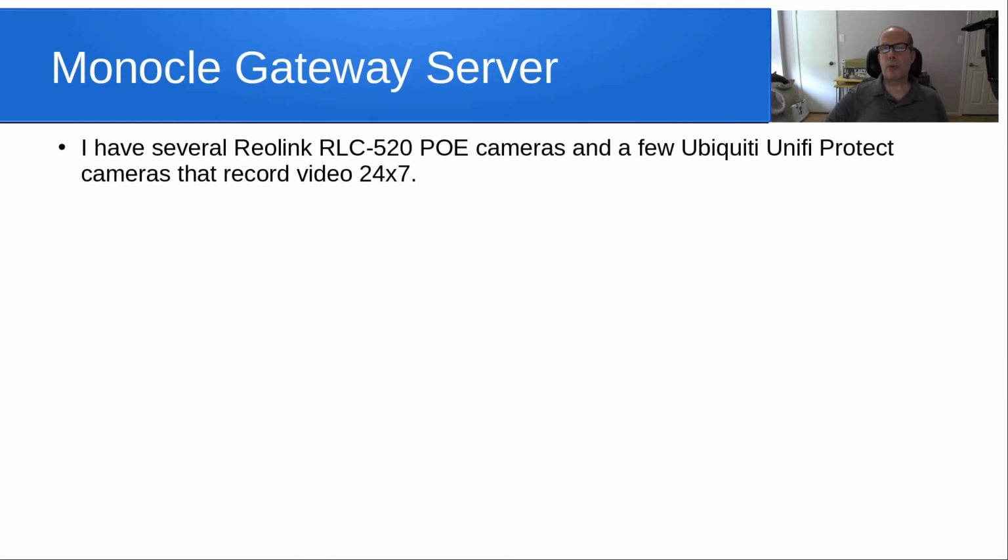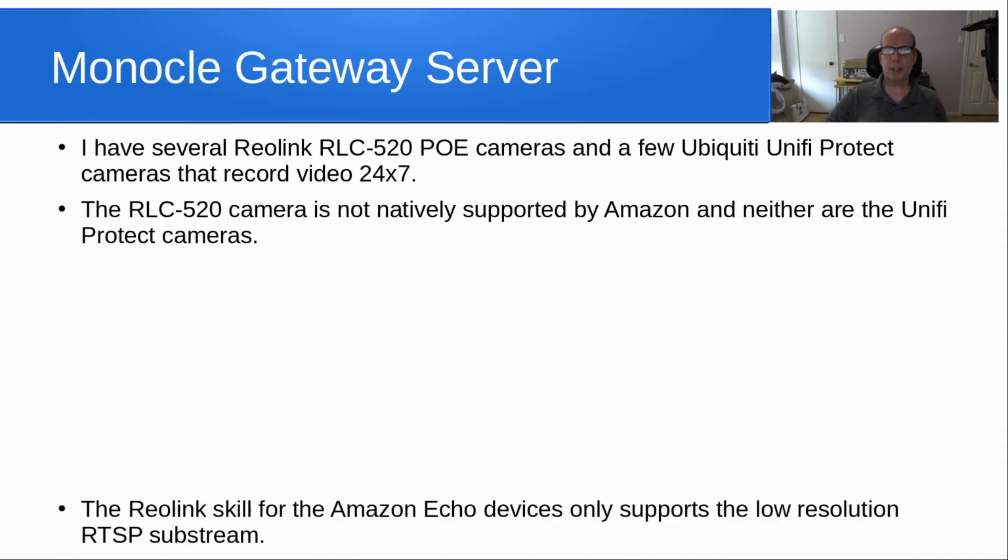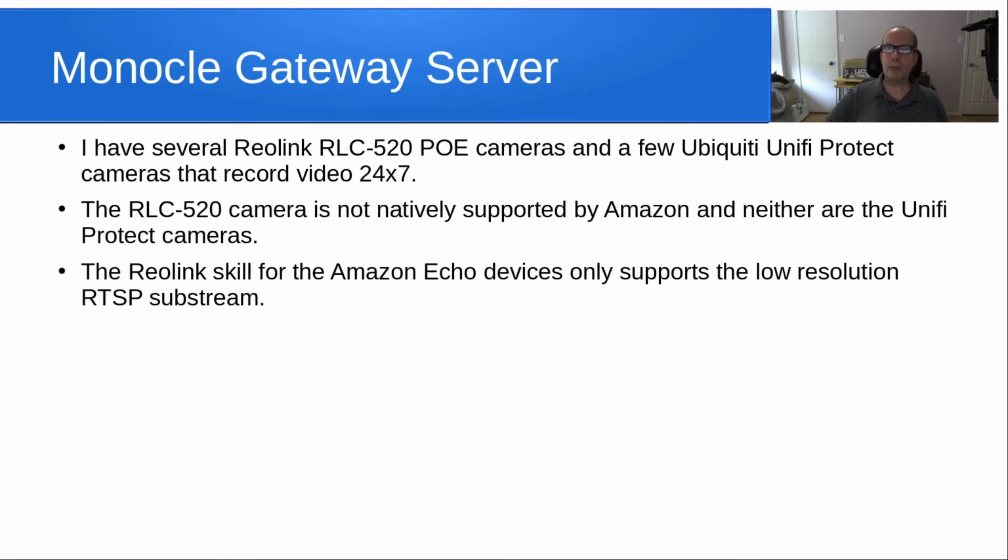I have several Reolink RLC-520 PoE cameras and a few Ubiquiti UniFi Protect cameras that record video 24/7. The RLC-520 camera is not natively supported by Amazon, and neither are the UniFi Protect cameras. The Reolink skill for the Amazon Echo devices only supports the low-resolution RTSP substream.